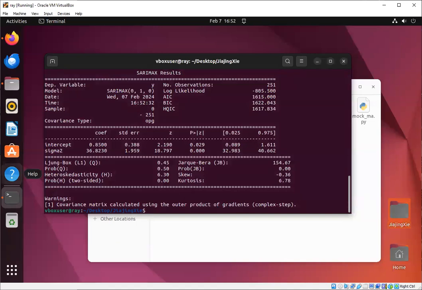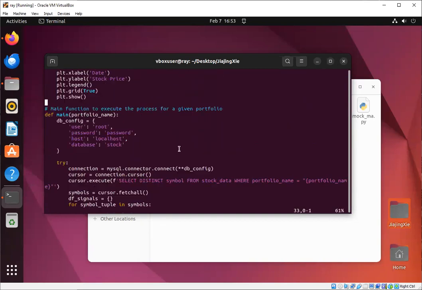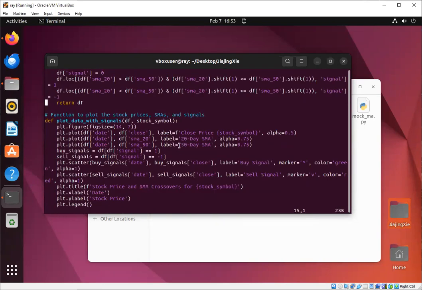And secondly, we're gonna explain the moving average algorithm. So we implement the SMA algorithm in our script and use the crossover points as buy or sell signals. We choose the 20-day SMA as our short-term SMA, and 50 days as our long-term SMA.